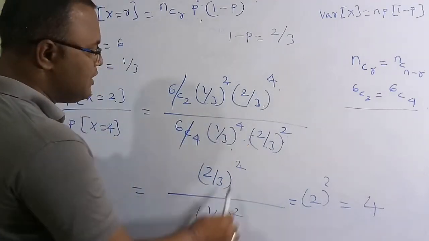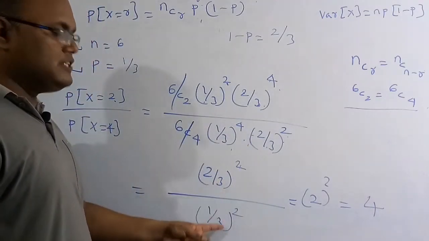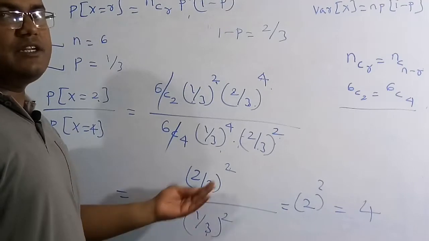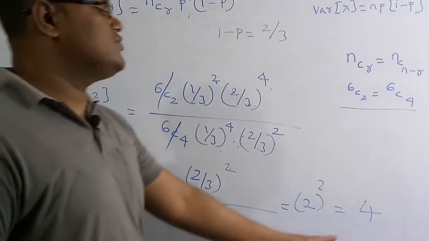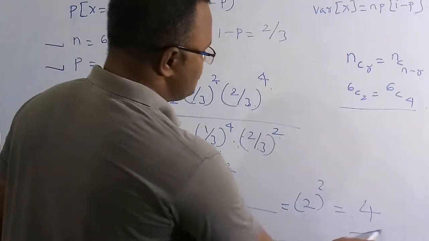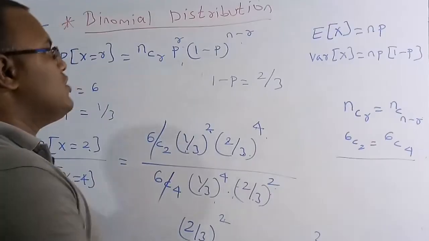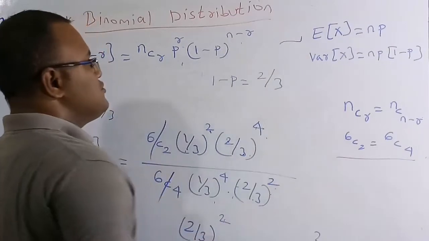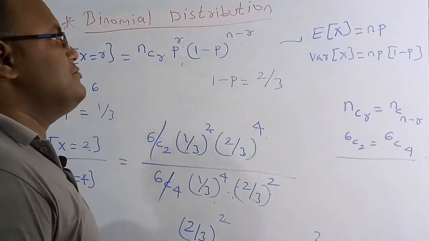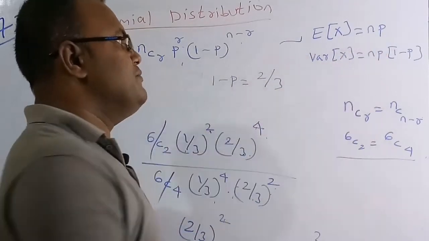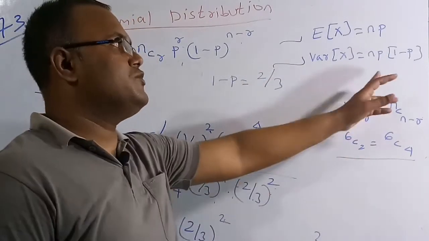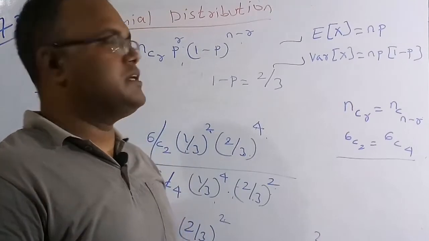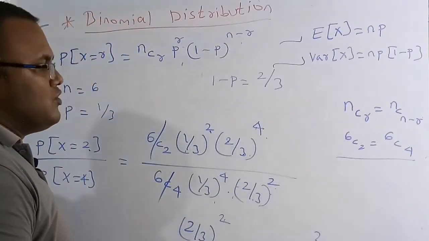So (2/3)^2 in the numerator, and 3 squared both are in the downward direction, so both are going to get cancelled. So only 2 squared remains, and 2 squared is equal to 4. So this is the correct solution of this question. Also, I have already told you the mean value or the expectation of the random variable in the binomial distribution is equal to np, whereas the variance of the random variable in the binomial distribution is equal to np(1 minus p). So these are the important points. So the final solution is equal to 4.